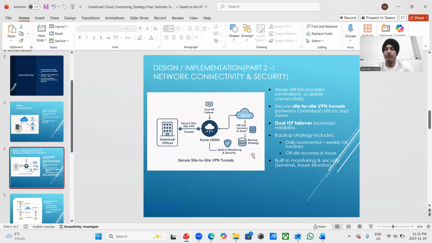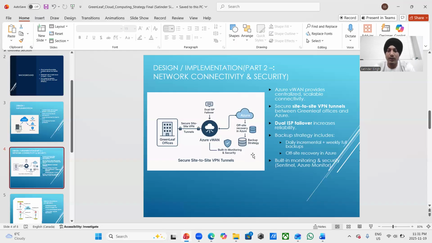Site-to-site VPN means that all the data being shared between the Greenleaf office and Azure is under encryption. That is called site-to-site VPN, so this communication is encrypted.